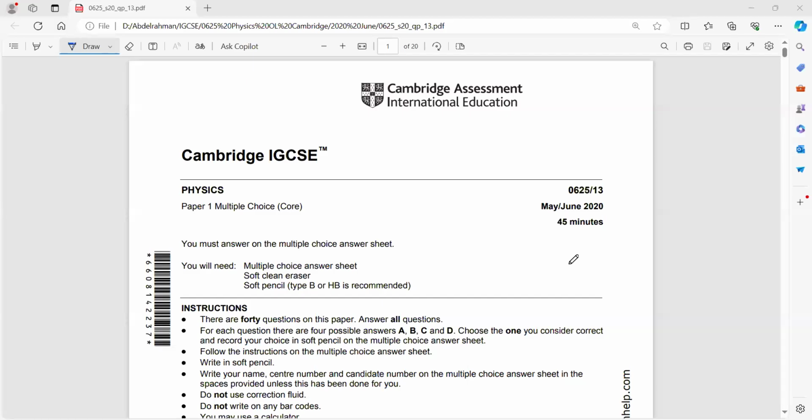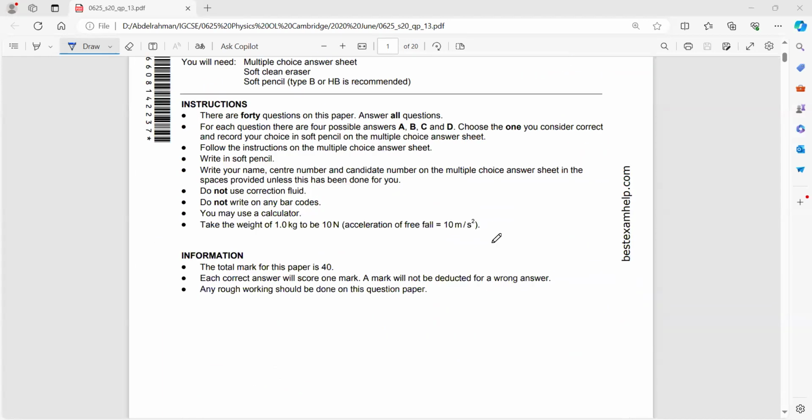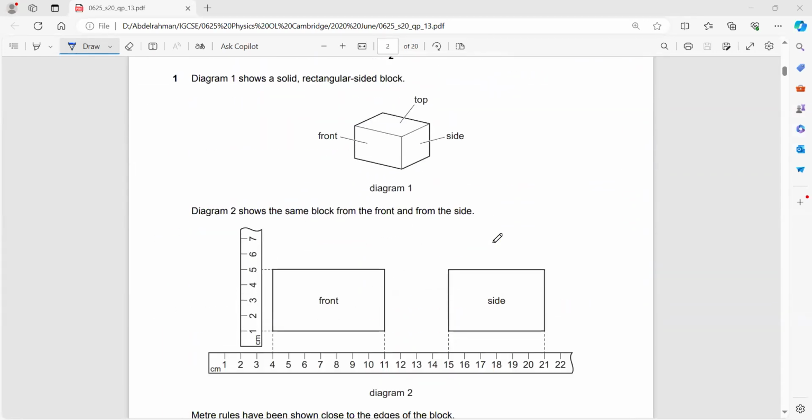Okay, yeah. Page May, June 2020, paper 1, variant 3. Question 1. Diagram 1 shows a solid rectangular sided block.